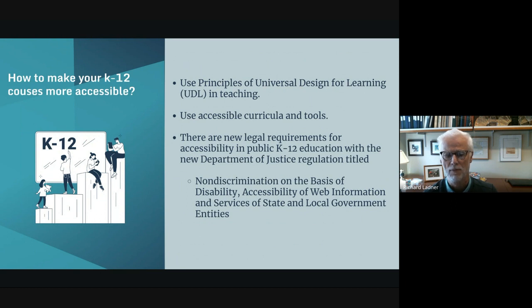So there are some new legal requirements that just came out last month from the Department of Justice, and it covers not just K through 12 education, but higher education, graduate school, cities, counties, anything that the central U.S. government touches. So it's called Non-Discrimination on the Basis of Disability: Accessibility of Web Information and Services of State and Local Government Entities. And schools are one of those entities.